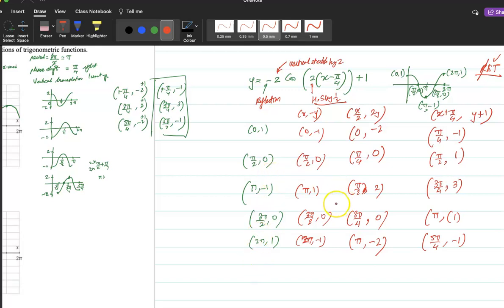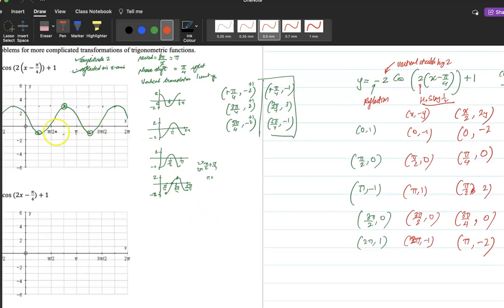Because sometimes what will happen is this pi by 2 comma 1, so you can draw your graph passing through pi by 2 comma 1. In this method, this may be missed, so this had to pass through this point. This is going off because we just looked at max and min. We didn't look at that.